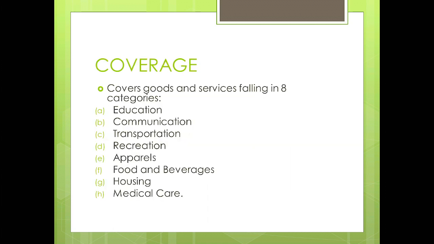In case of WPI we have seen there are three categories which are included for the calculation of WPI, whereas when we compute the CPI there are 8 different categories: education, communication, transportation, recreation, apparels, food and beverages, housing and medical care. These are the 8 categories that are included under the calculation of CPI. So friends, CPI has this list of goods and services that are being considered for calculation of the index.